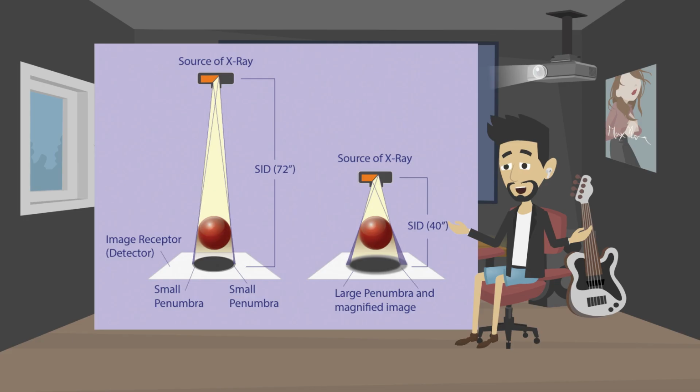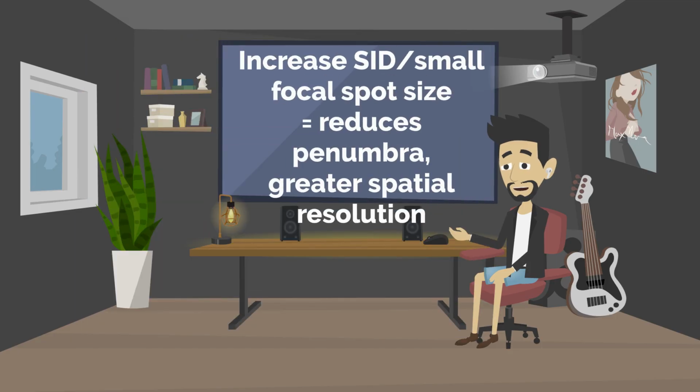When there is a significant OID that cannot be minimized by positioning, increasing the SID and using the small focal spot will improve image quality.